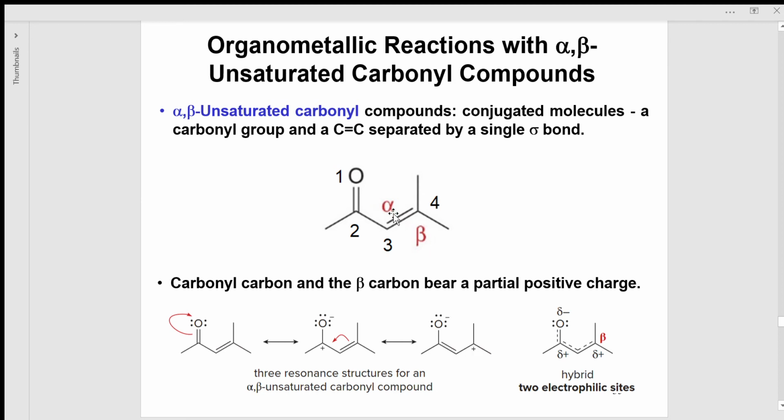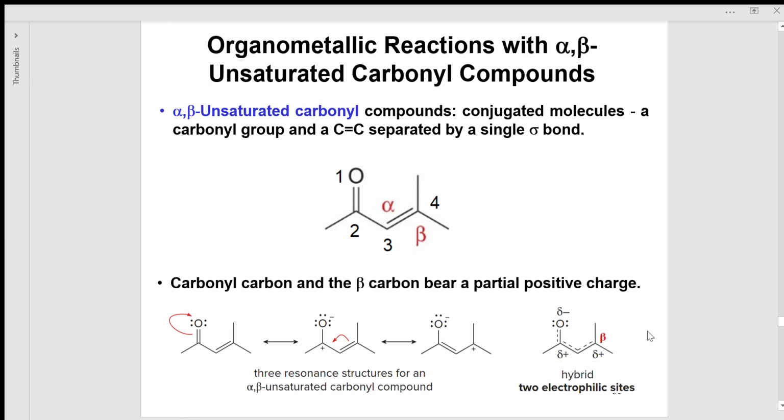That's why we have 1, 2, 3, 4. We say this is 2, this is 4. So there is a positive charged carbon, either on number 2 or number 4. From the hybrid structure, we see oxygen bears a negative charge because it is strongly electronegative, and also because of the resonance structure, oxygen bears a partial negative charge. So the number 2 and the number 4 carbon, or beta carbon, bear a positive charge.